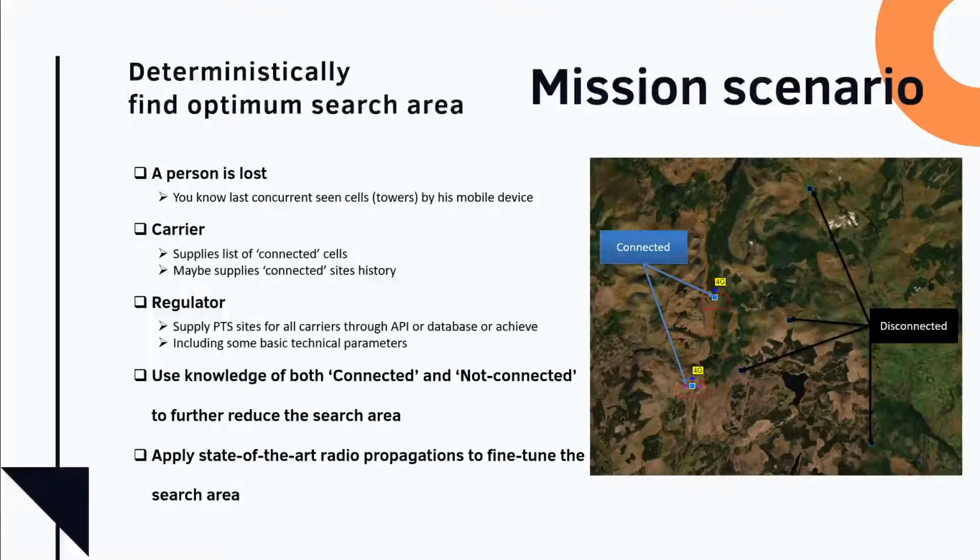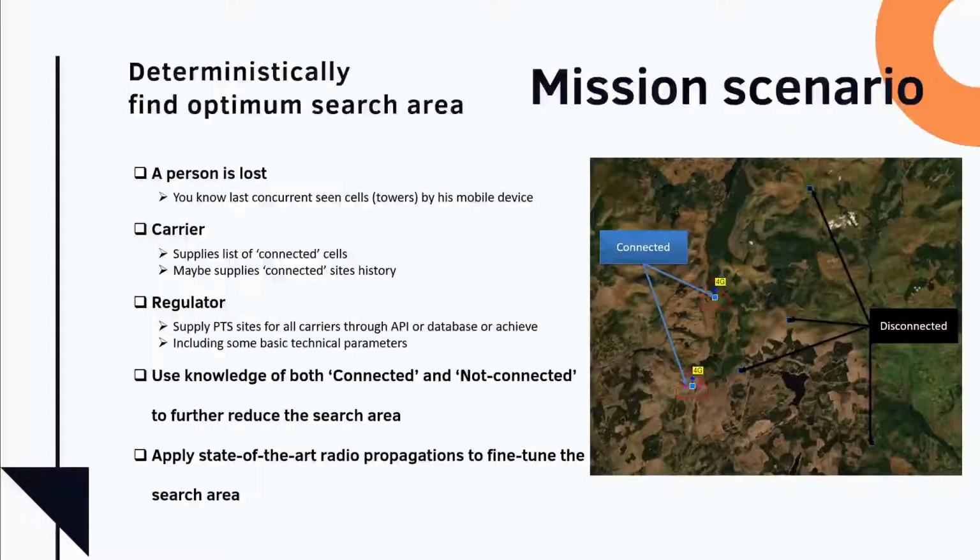So here what we're going to do, we're going to deterministically find the optimum search area and fine-tune it even further. We're going to rely on the carrier or the regulator information. So we're going to get from the carrier the list of connected base stations or cells, and from the regulator we're going to get the public telephony system sites, the site locations, the technical parameters, and the transmission power, for example, antenna gain, and so on. So these parameters, if they don't exist, we could rely on some templates and existing assumptions.